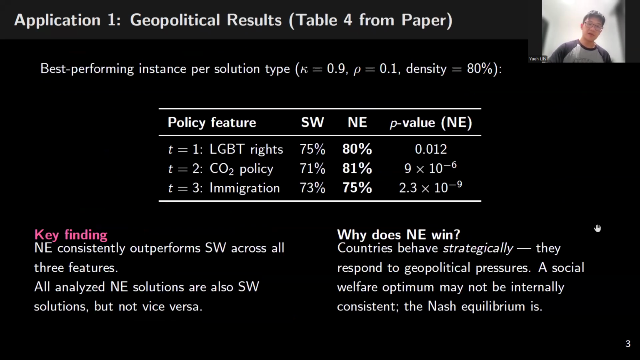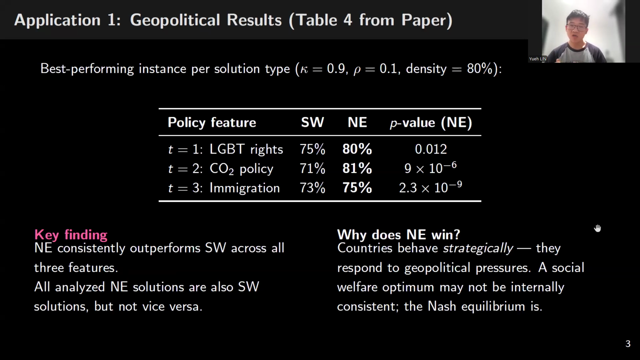The fourth feature, like Palestine and Israel recognition, is fully prerequisite fixed, thus we cannot analyze that. So let's look at the result here. The result comes from the best performing instance where we got kappa equals 0.9, rho equals 0.1, and density equals the 80% network. For LGBT rights, we got 70 to 80%. For CO2 and immigration, they are almost at 70 to 80% as well.